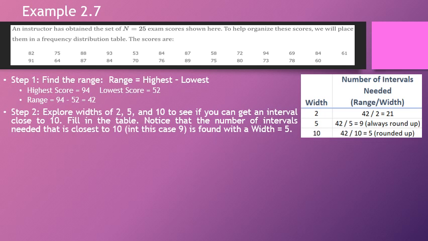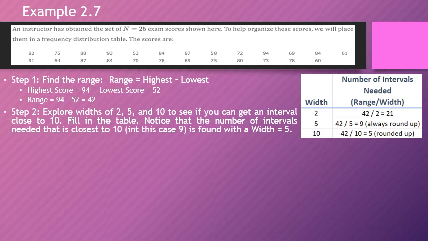If we have 42 numbers and a width of 2, let's divide 42 by 2. That would be 21 intervals. That's too many intervals. What happens if we have a width of 5? Well, 42 divided by 5, and remember to always round up, would be about 9 intervals. That's really close to 10. That might be the one we use. But let's explore what happens if we have a width of 10.